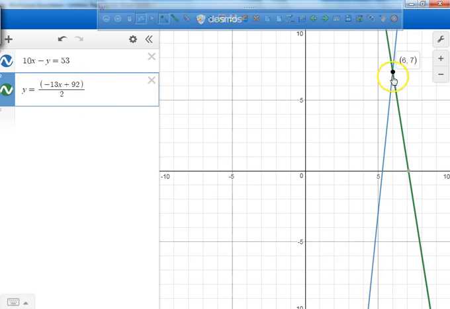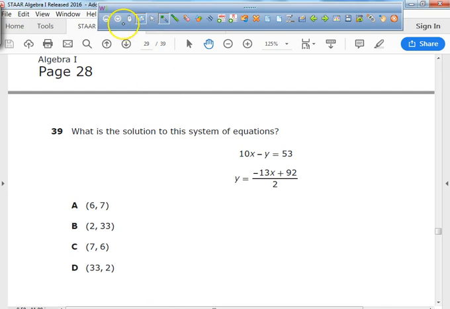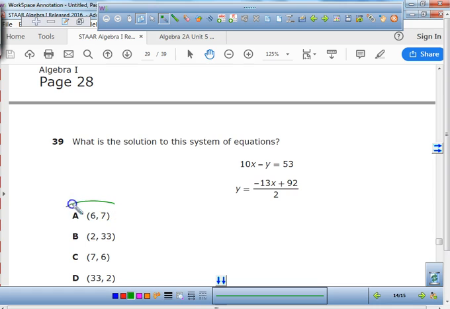Now, by the way, you see what answer we got there? Where the two lines cross? What's our answer? 6 and 7. Okay? So what you would do is just go over here. That's your answer. The ordered pair where they crossed is 6 and 7. Now, what does that mean? Let me show you what this means.